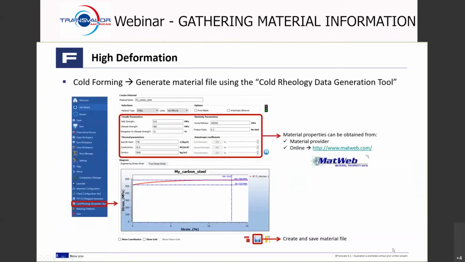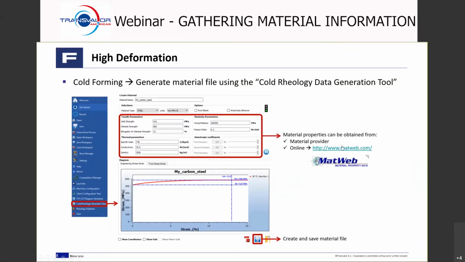Next, for cold forming, you can use the default materials, but in order to be the most accurate, you can use the cold Rheology generation tool, again in the Home tab, bottom left, to create your material file. This is actually the best practice for cold forming because it's a really easy process. You just have to enter your material parameters in here. They are not hard to obtain. You can easily obtain these parameters from your material provider or even online.